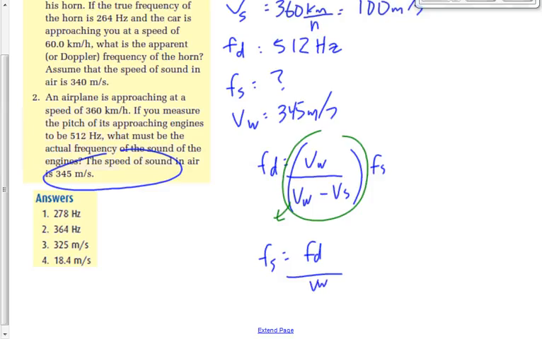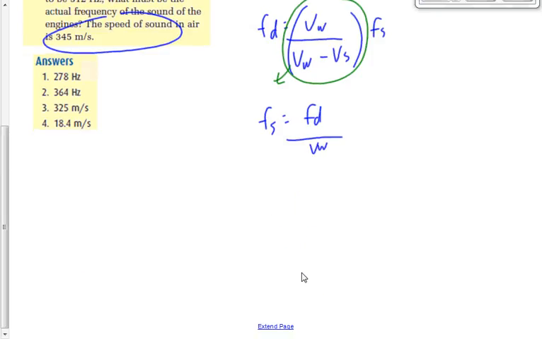VW over VW minus VS. So we're taking that entire term in green over by dividing. And now it looks kind of ugly, but oh well. Let's plug in our numbers here.